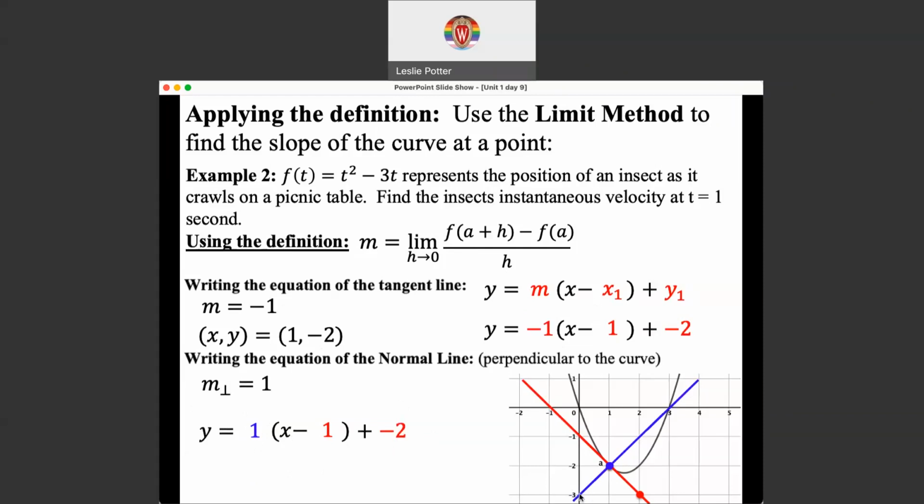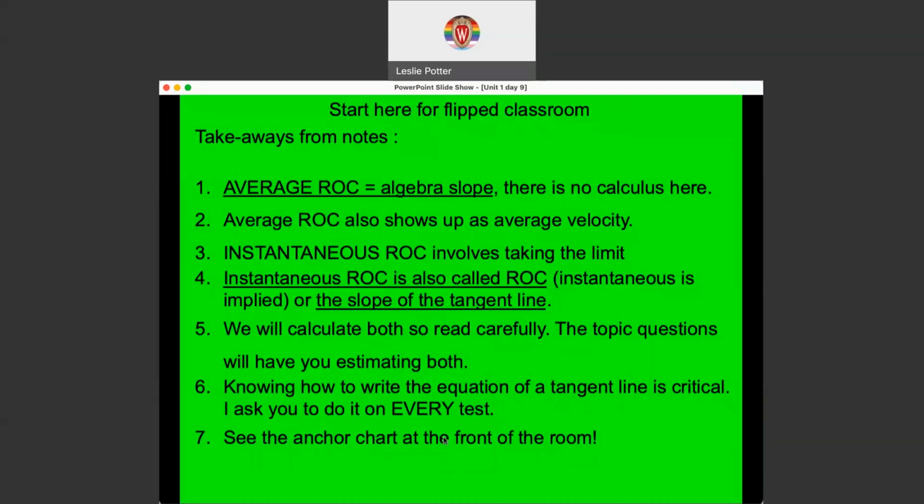The normal line has a different intercept. So if we tried to use y equals mx plus b, we'd have to find a different b, and that's a lot more work. That's why this form of the equation of a line is so handy. Okay, when we get back into the classroom, we'll work a few problems to get comfortable with this limit method for instantaneous values.